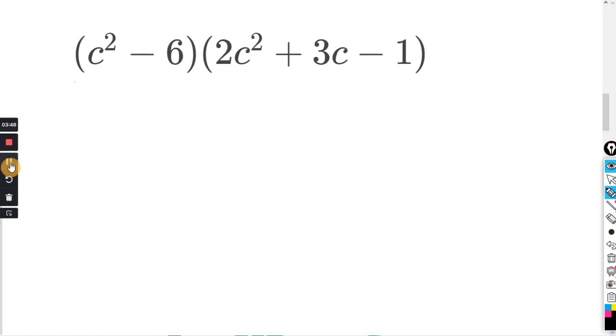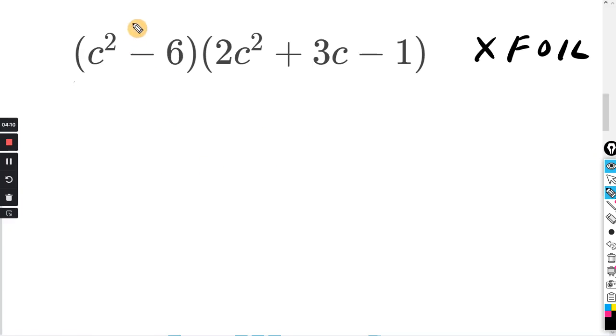All right, here's a good one. We're multiplying these two terms. We have a binomial and a trinomial. 3 terms is a trinomial. So we cannot use FOIL. FOIL is for binomials only, but this is a trinomial with 3 terms. So we have to just distribute.